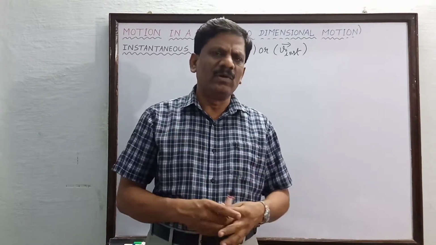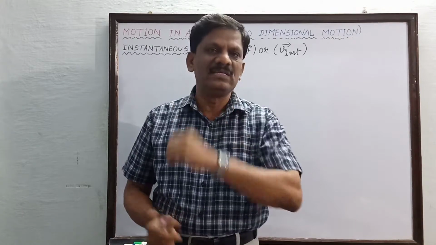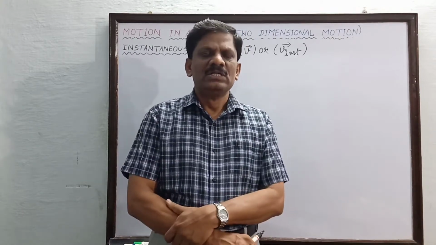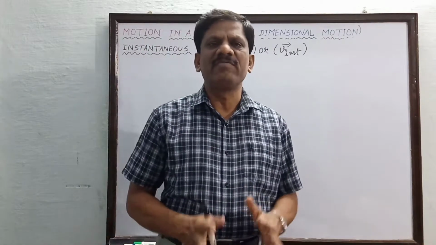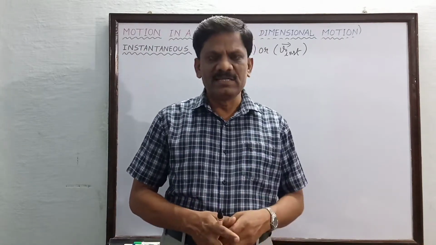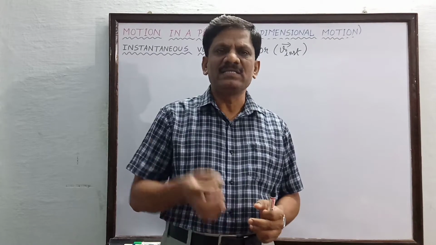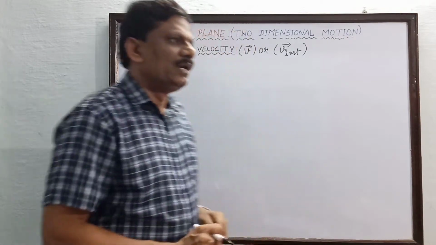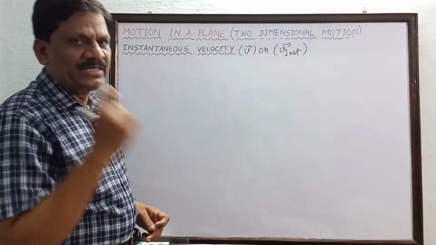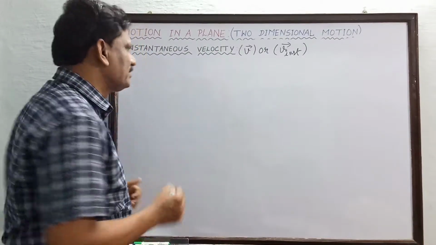In a similar way, what is meant by instantaneous velocity we are going to speak now. So how will you define this? First of all, the instantaneous velocity of a body is defined as the velocity of the body at a particular instant of time. Now already we have defined what is average velocity. Let us begin from average velocity.